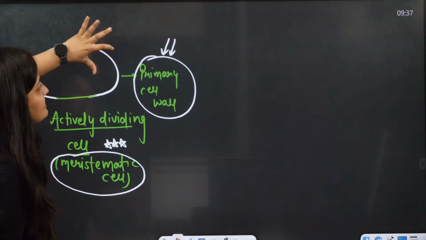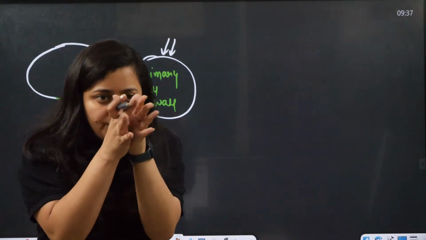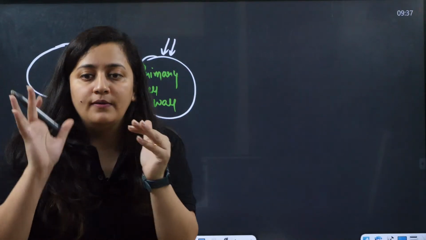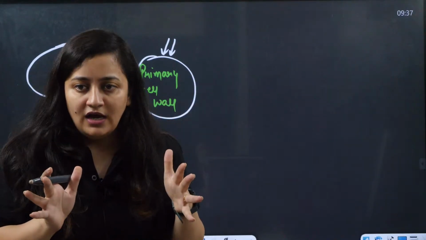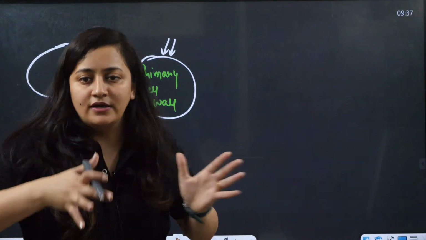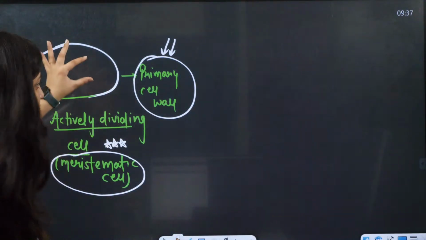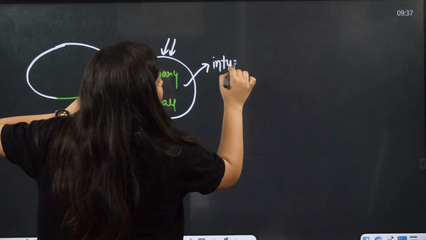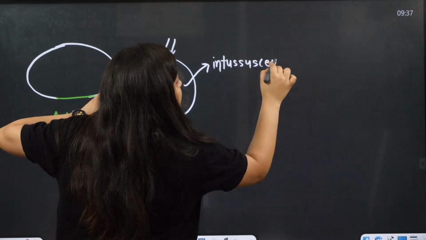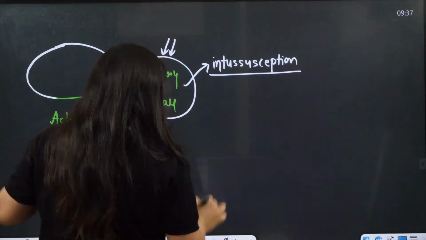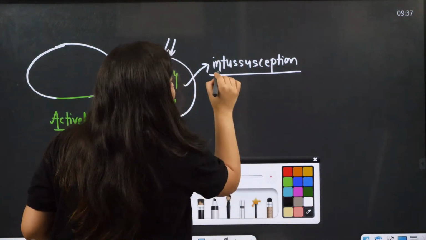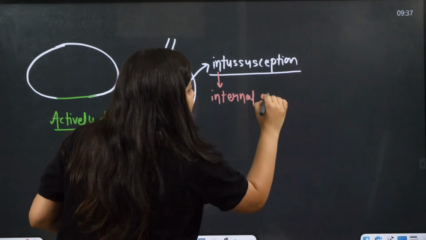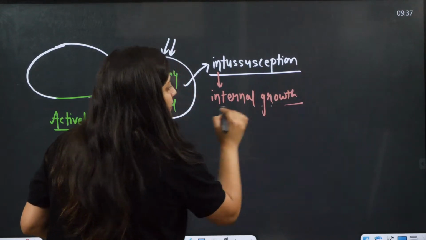Now we consider this cell wall as living, because when the primary cell wall is present, the cell is capable of growth. It is growing. Are you getting my point? So in the case of the primary cell wall, like in a living organism, the growth is intussusception. What is the meaning of intussusception? Intussusception means internal growth.